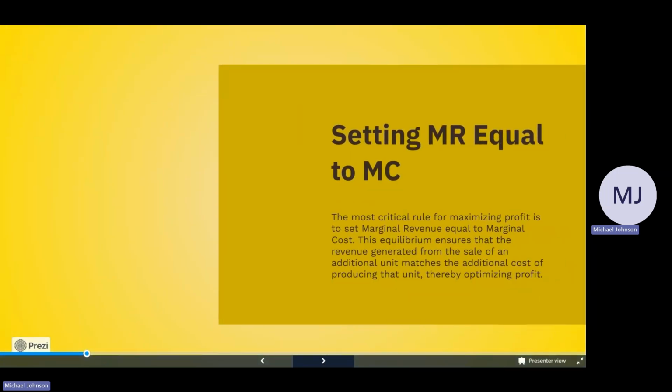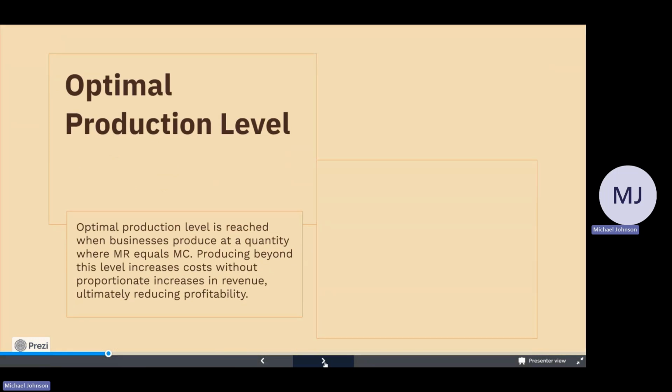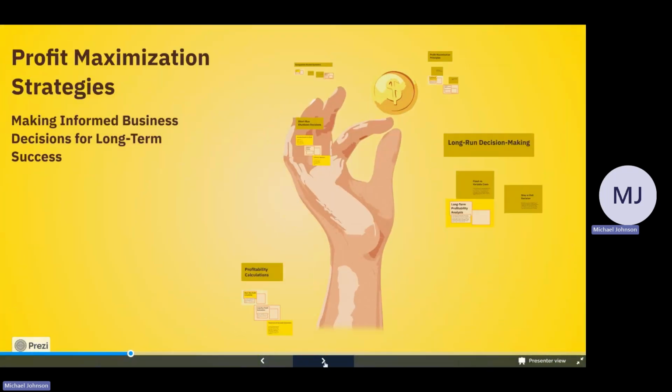Setting MR equal to MC. The most critical rule for maximizing profit is to set marginal revenue equal to marginal cost. This equilibrium ensures that revenue generated from the sale of an additional unit matches the additional cost of producing that unit, thereby optimizing profit. Optimal production level. Optimal production level is reached when businesses produce at a quantity where MR equals MC. Producing beyond this level increases costs without proportionate increases in revenue, ultimately reducing profitability.